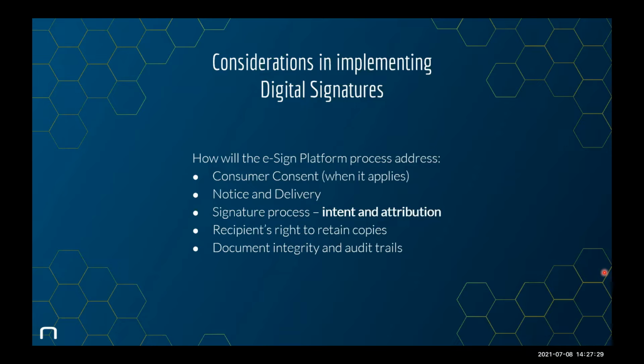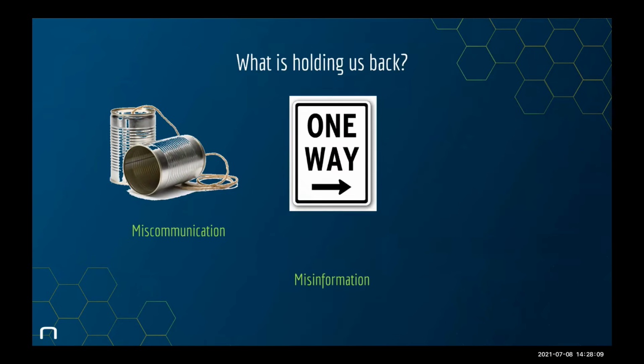It also must, during the signature process, clearly indicate the intent and attribution of the signatures inside the document. It must also provide the recipient's right to retain copies. That means that when I sign this document, at the end of the day, the system must submit a copy of the document to myself as well. And there must be document integrity and audit trails available during this signature process, because those parts will be required as evidence when we deal with cases that may get in court.